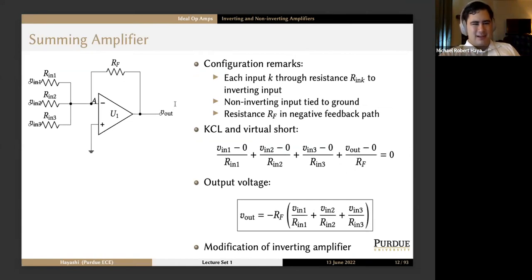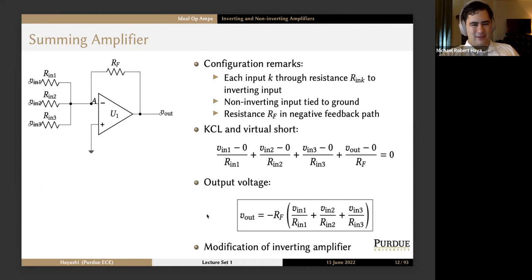So the next configuration we're going to look at is the summing amplifier. We have inputs V in 1, V in 2, V in 3. You can extend this to V in K, where K is just some integer. And then resistances R in 1, R in 2, R in 3, up to some R in K. Then the non-inverting input is tied to ground, and there is a resistance Rf in the negative feedback path.